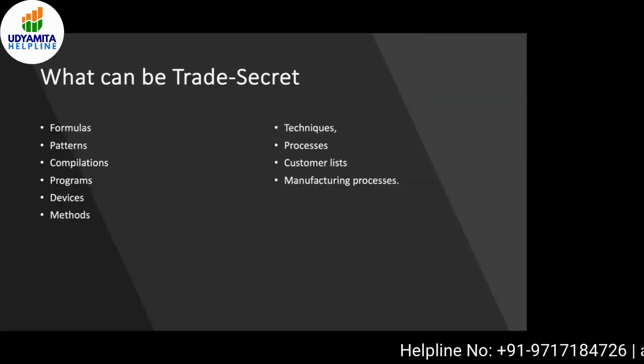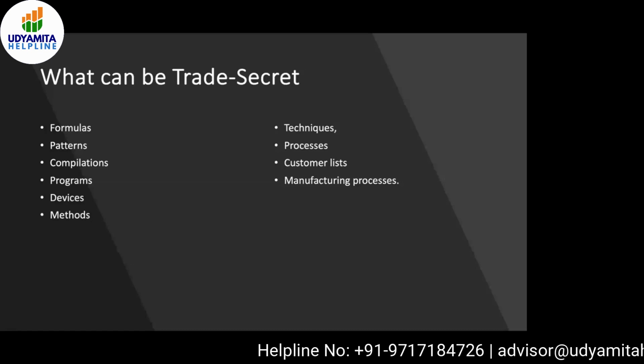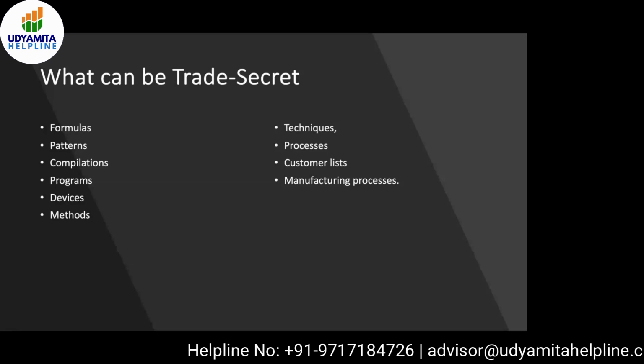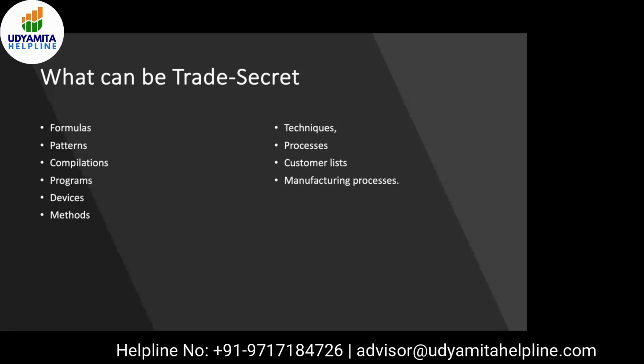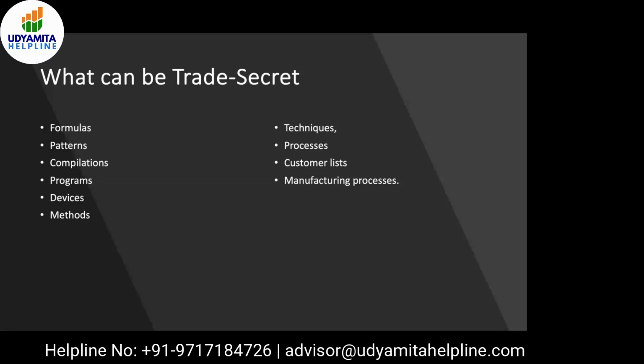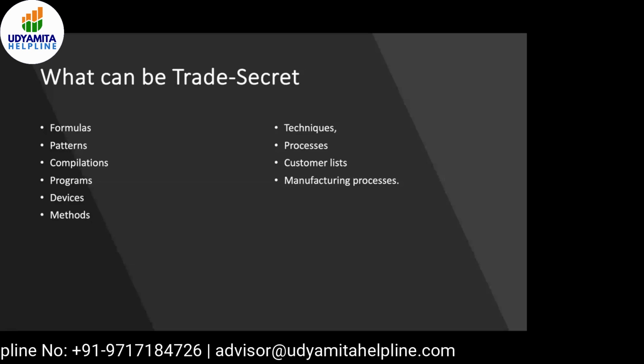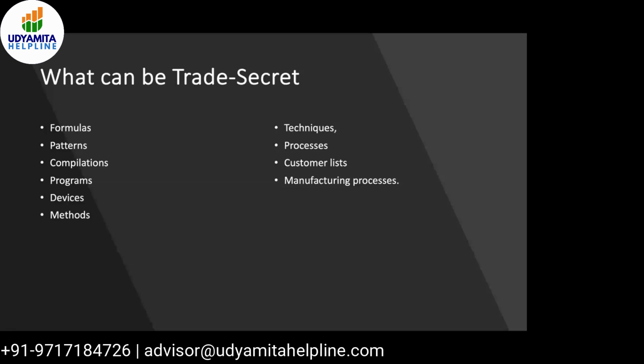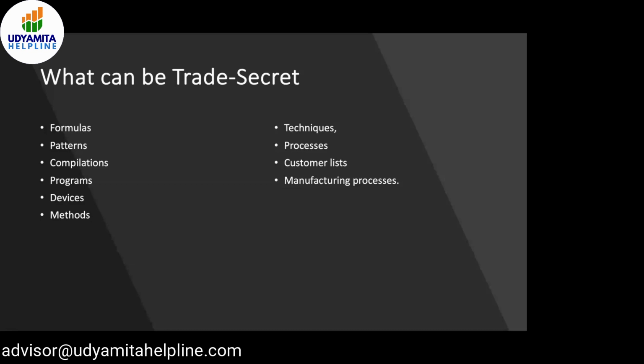So what can be protected for a company? Formulas, patterns, compilations, programs, compilations of data, devices, methods, techniques, processes, and most important is your customer list. If your partners take away your customer list, your prospect customer list, you will lose the entire business. Same is with the manufacturing process. Nowadays it is very easy. I want to manufacture a high-end mobile phone. What I do is get a person who is working in XYZ company, hire him, pay him 10x salary, and he will do it for you, if there are no patents and all those things. So those kinds of trade secrets are very important.